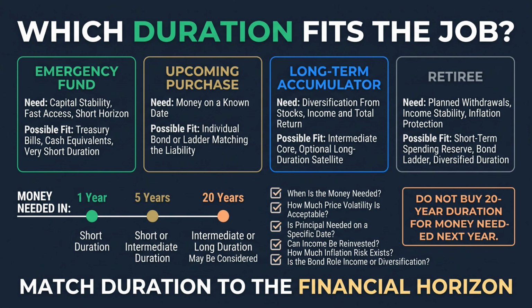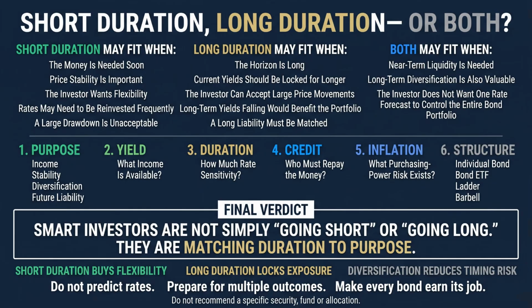Buying a 20-year duration fund for money needed next year creates a mismatch regardless of the yield. Duration should follow the financial horizon. Once every bond has a defined purpose, the final decision between short, long, or a combination becomes much less dependent on predicting interest rates. So what are smart bond investors doing in 2026? They are not simply going short because short-term yields remain attractive, and they are not automatically going long because they expect rate cuts. They are matching duration to purpose.